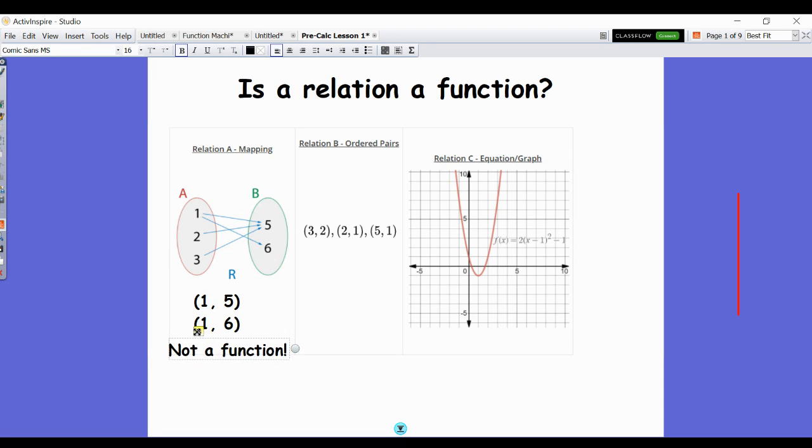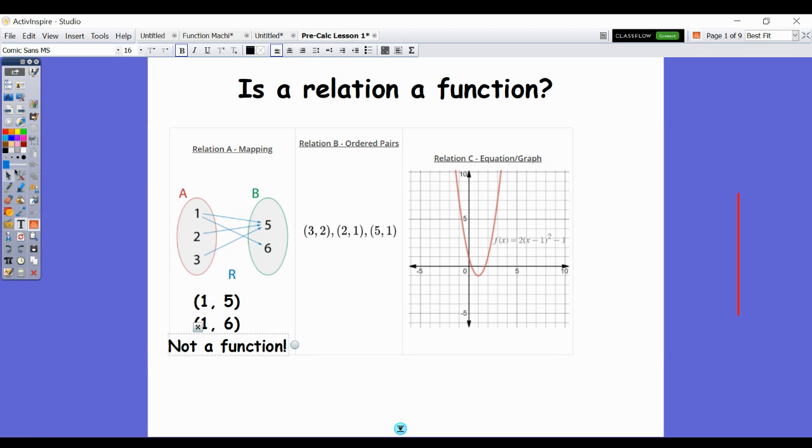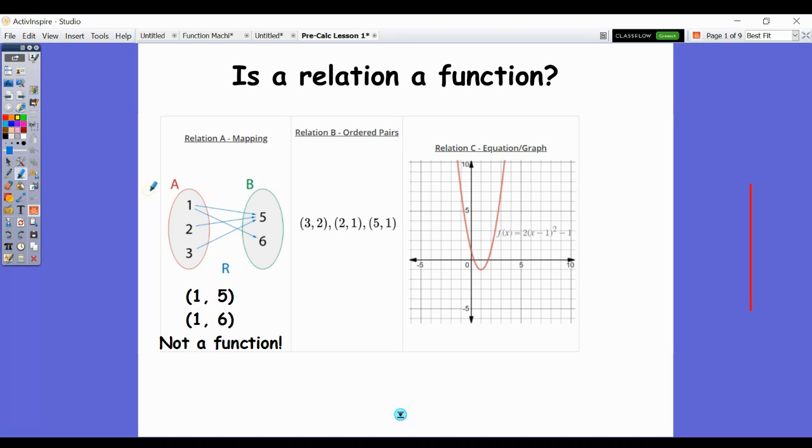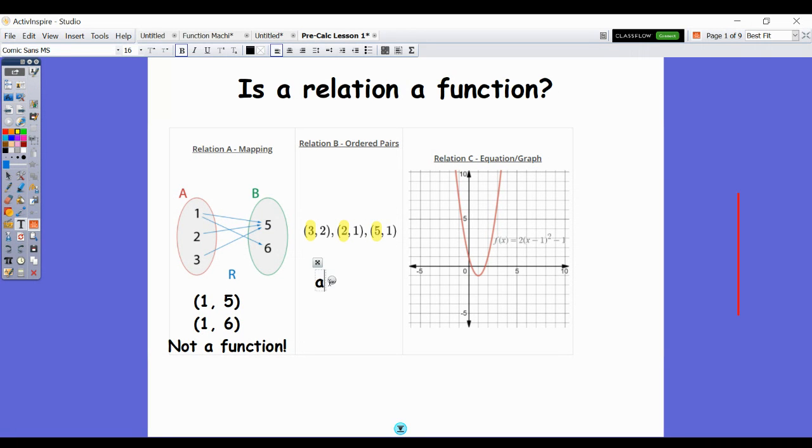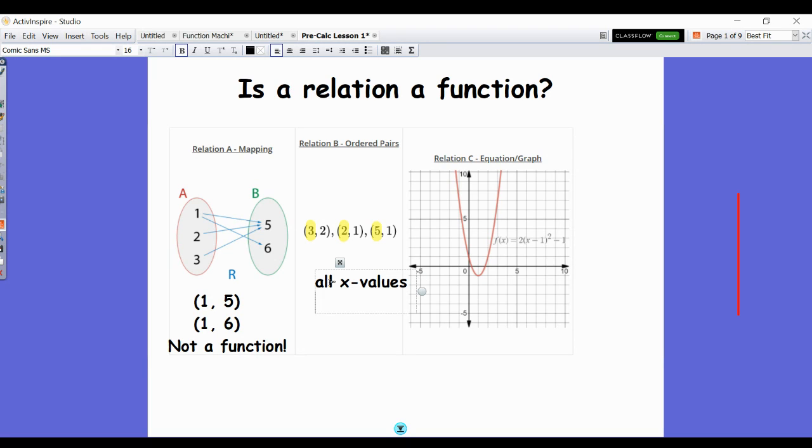So the second way you can look at it is if you already have your list of points outlined. So I only want to look at my x values. The first x value I have is a 3. Then I've got a 2. And I've got a 5. And since all of my x values are different, that means it is a function.